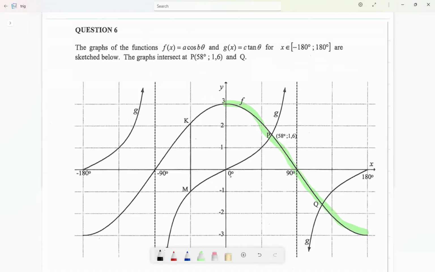So how can I find my amplitude? Remember, amplitude is the maximum value minus the minimum value, divided by 2. When you do the mathematics, your maximum value is 3 minus the minimum value, which is negative 3. When you divide that by 2, 6 divided by 2, it is 3. So I have already found the value of A, which is 3.